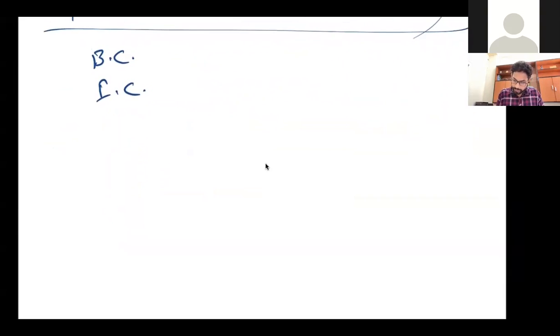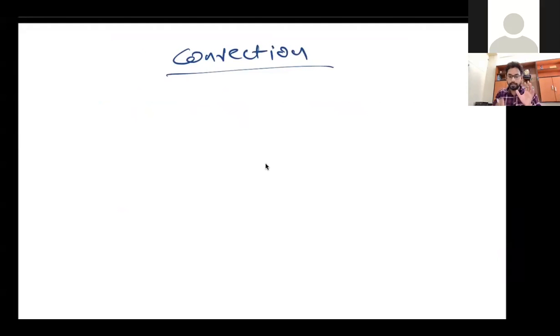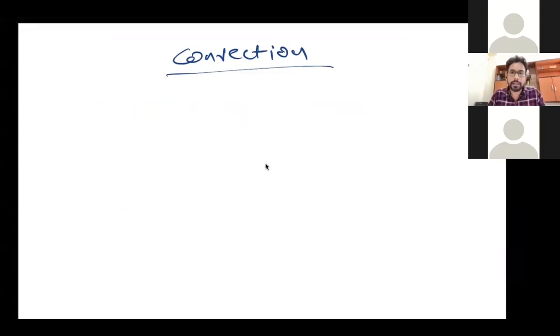Now we will talk about convection. Let's go to another page. Conduction happens in solid, liquid, or gas, but without any motion. It happens just with static fluid, static gas, static solid. But convection happens with motion. It doesn't happen with static fluid or gas.